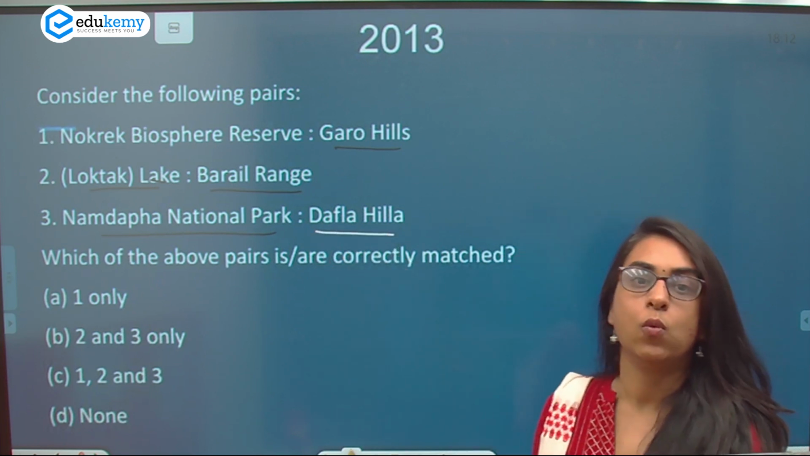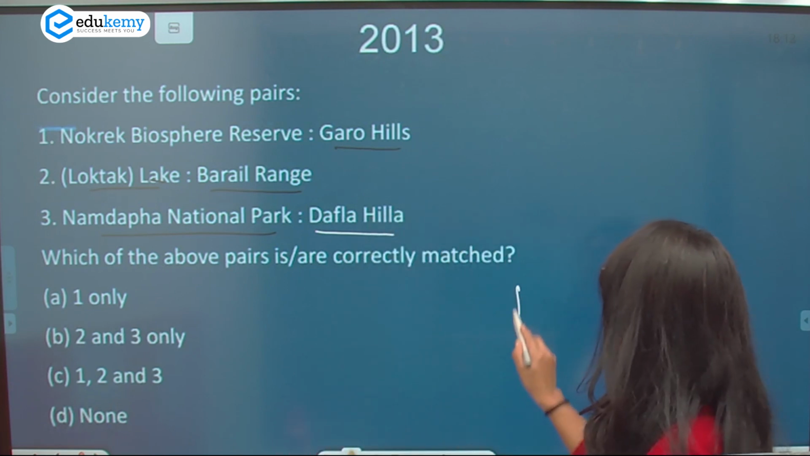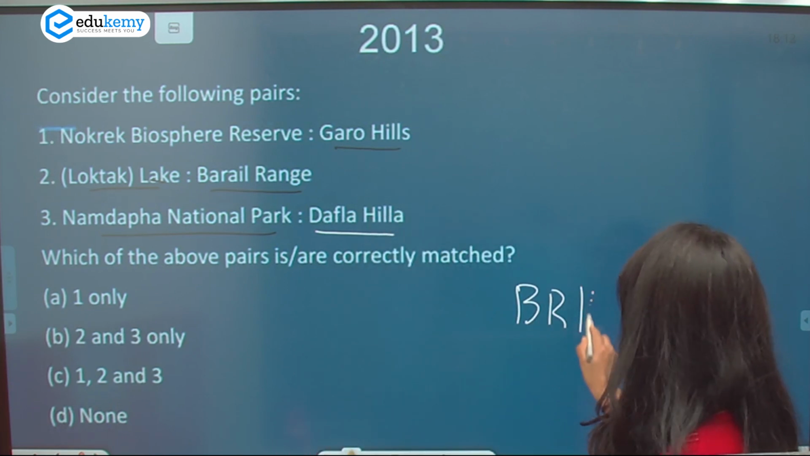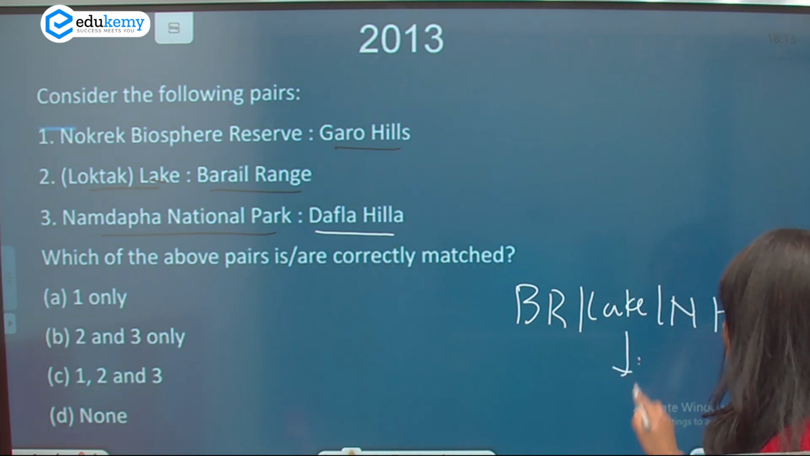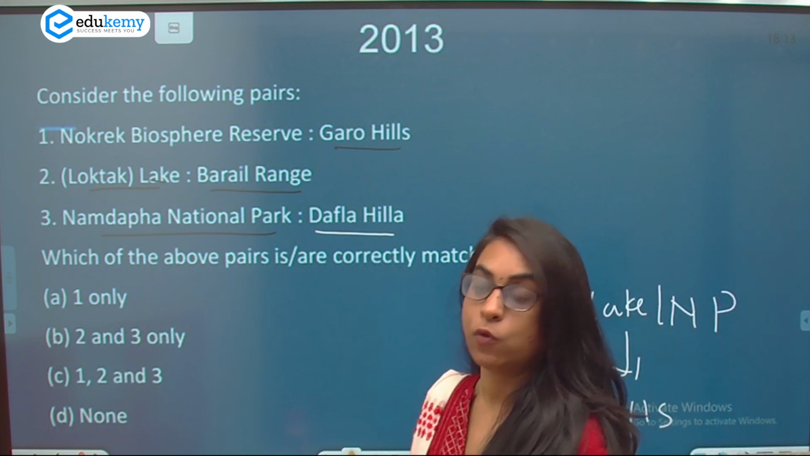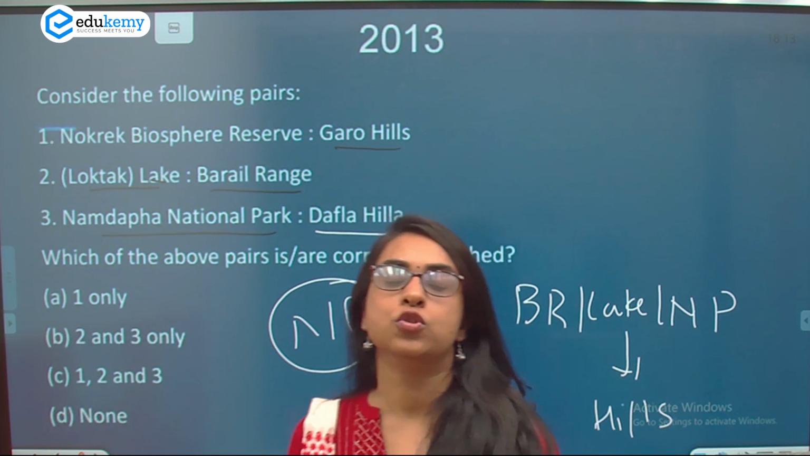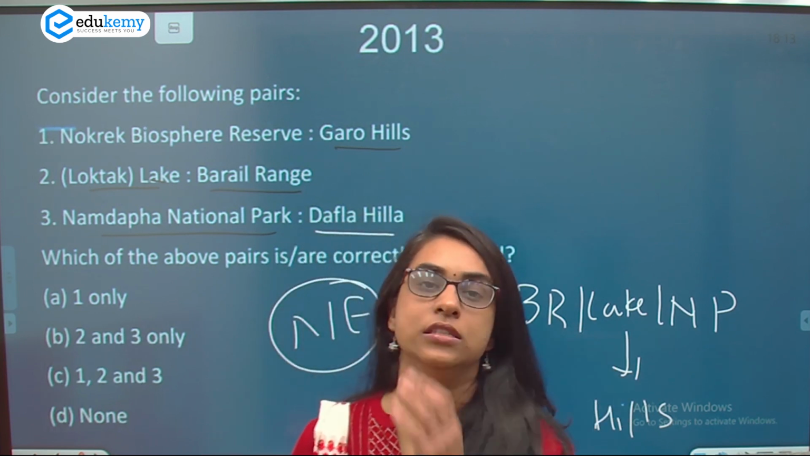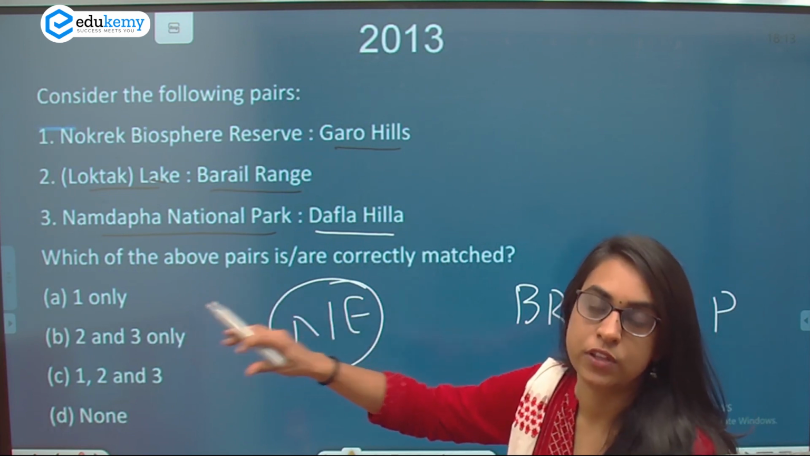So basically what is the question asking? The question is telling us to identify the biosphere reserve or the lake or the national park with the important hills. And the question was from the northeast. Now, what does the student do? Student simply mechanically learns, okay, which area has which feature, which hill has which feature.